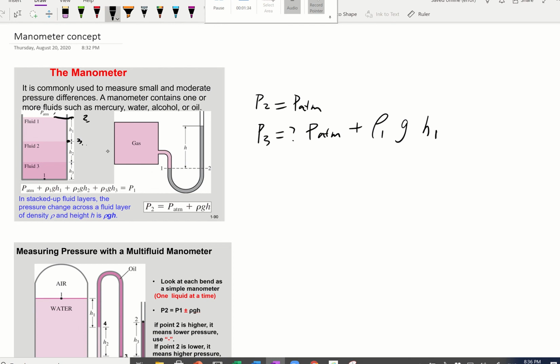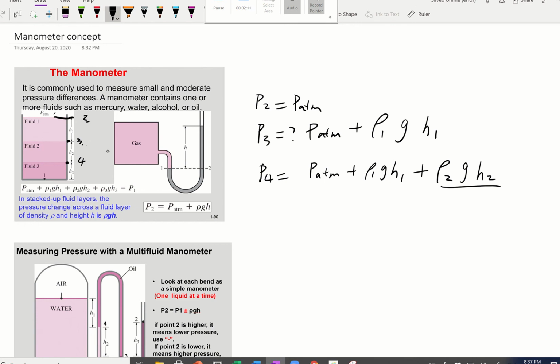Now we continue going deeper to point 4. At point 4, we know it's going to be even higher pressure than point 3 because it's deeper. We just copy down the pressure at 3, then add more. How much more? The fluid is a liquid too, so rho g, and the difference in depth between 3 and 4 is H2. So that's how much more pressure at 4 compared to 3.